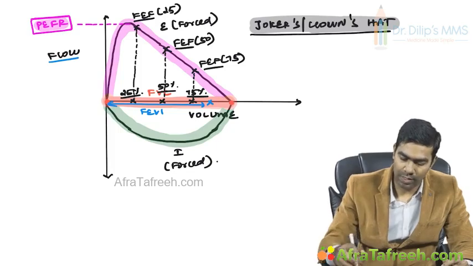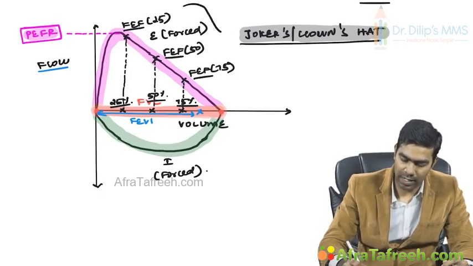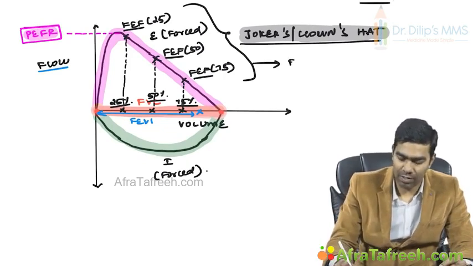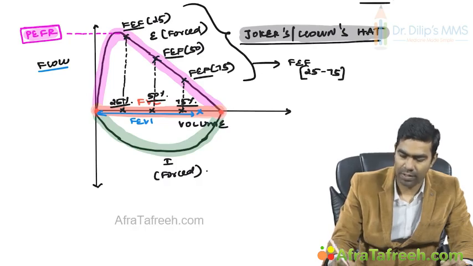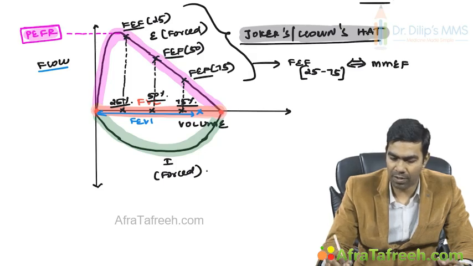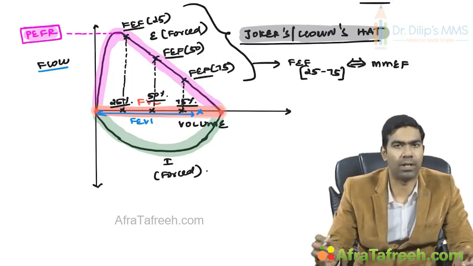Clear? So I am getting three values here. I am going to get an average of these three values, which I am going to call FEF 25 to 75. This FEF 25 to 75 is also referred to as MMEF, otherwise referred to as maximal mid expiratory flow rate.